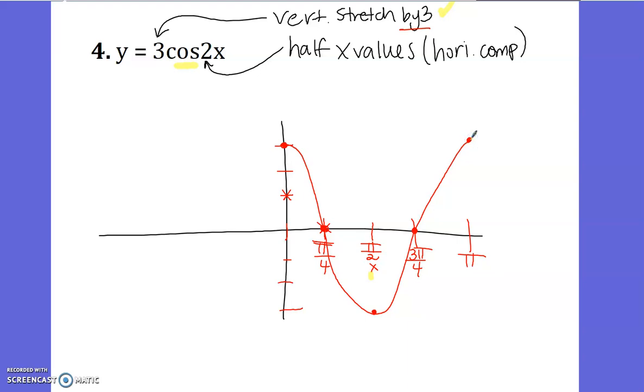So while we really didn't see this horizontal compression because we just relabeled the number line, it is in fact compressed horizontally. So let me just label this way and continue that pattern. So we were up at the top, so I have to go through the middle, back to the bottom, through the middle, back to the top.